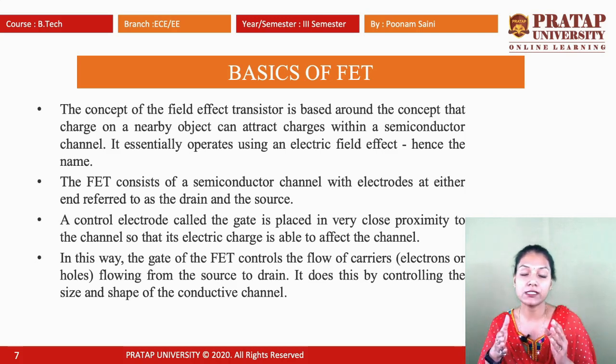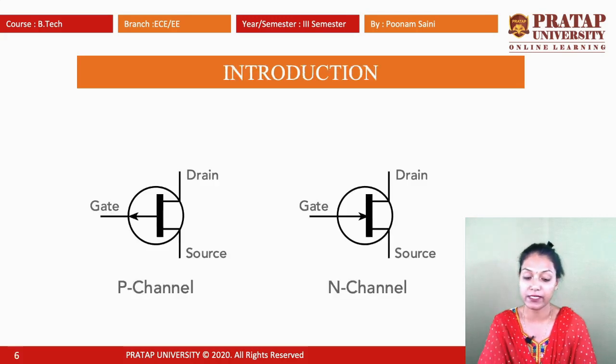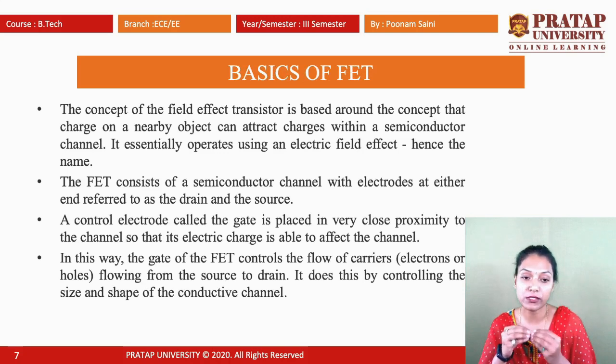The FET consists of a semiconductor channel with electrodes at either end, referred to as the drain and the source. A control electrode called the gate is placed in very close proximity to the channel so that its electric charge is able to affect the channel. You can see the gate in the earlier diagram. In this way, the gate of the FET controls the flow of carriers.